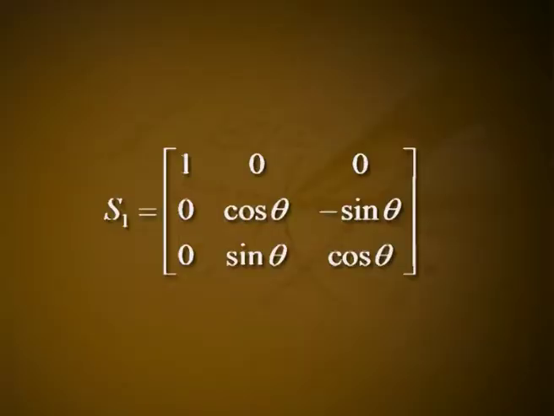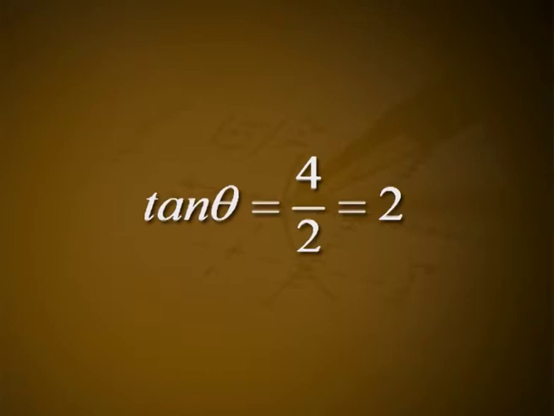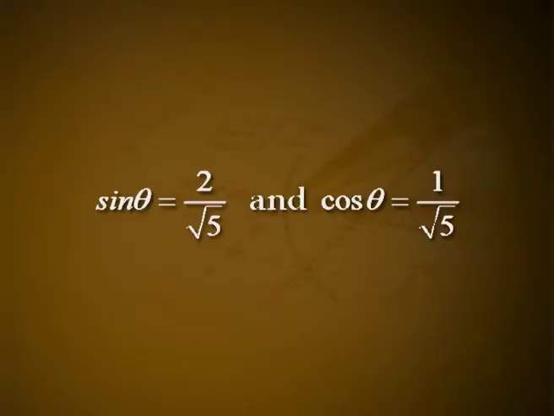Here S1 equal to the matrix with rows 1, 0, 0, 0, cos theta, minus sin theta, 0, sin theta, cos theta, where theta is found by tan theta equal to A13 by A12. From the given matrix, tan theta equal to 4 divided by 2, that is equal to 2. This gives theta equal to 63.4349. Then sin theta equal to 2 by root 5 and cos theta equal to 1 by root 5.